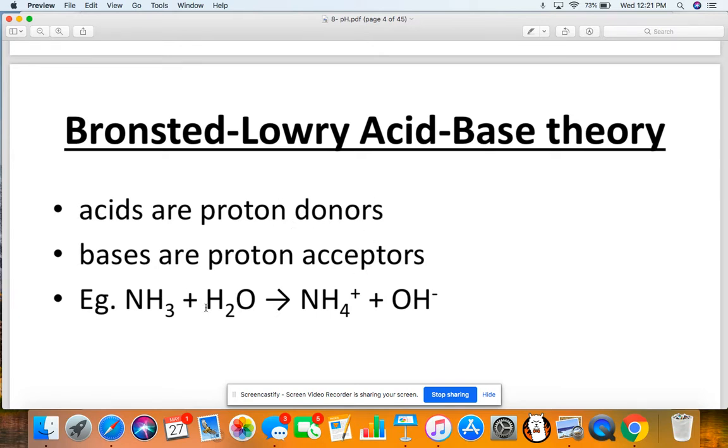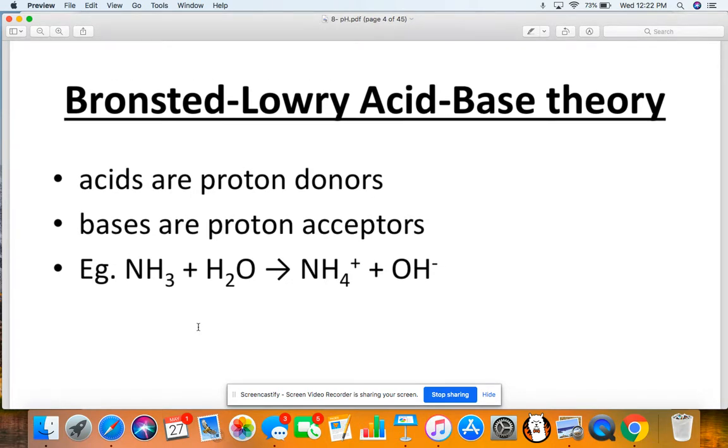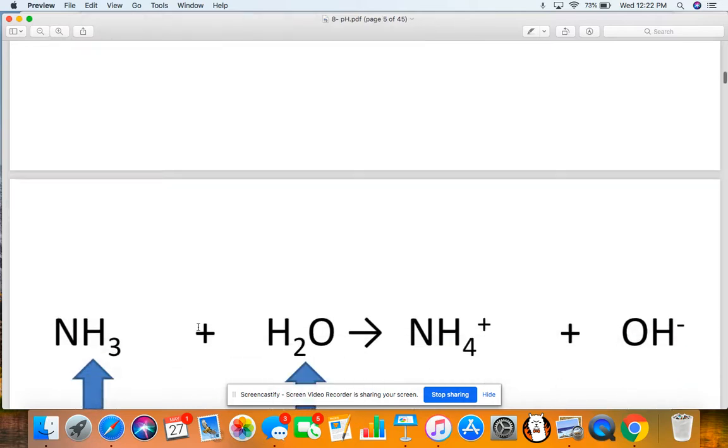So let's take a look at this reaction here. In this reaction, based on what we knew last week, we don't really see an H or an OH at the beginning. So we might think that this is not an acid-base reaction. In all reality, this is a very common acid-base reaction, one that actually happens in your house involving ammonia. So let's take a look at this reaction based on what Bronsted-Lowry said.